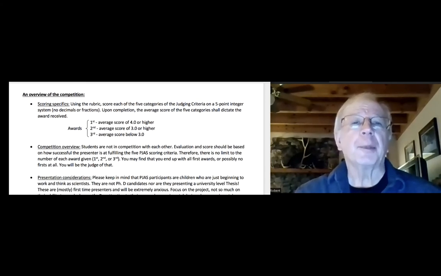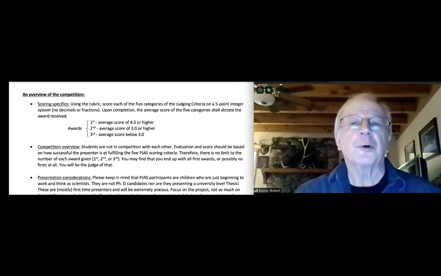Now, an overview of the competition. Scoring specifics. Using the rubric, score each of the five categories of the judging criteria on a five-point integer system. No decimals, no fractions. Upon completion, the average score of the five categories shall dictate the award received. The awards are: first award, an average score of 4.0 or higher; second award, average score of 3.0 or higher; and third award, average score below 3.0.